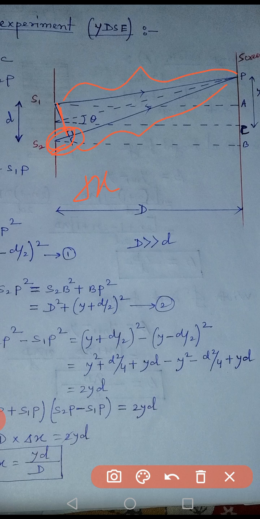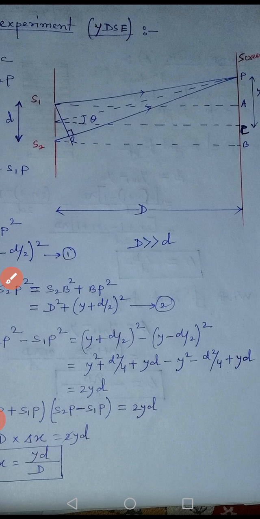S2R. And if they have a path difference, there is a possibility that at point P they may meet crest to crest, trough to trough, or crest to trough also. So that means point P can be a bright one or a dark one. It depends on certain conditions. So we will find out under which condition point P is a dark one and under which condition point P is a bright one.